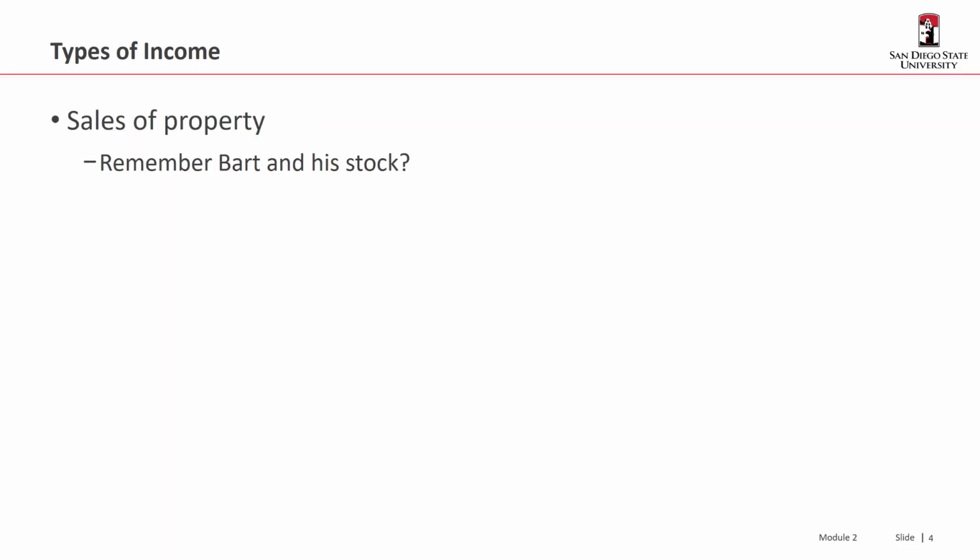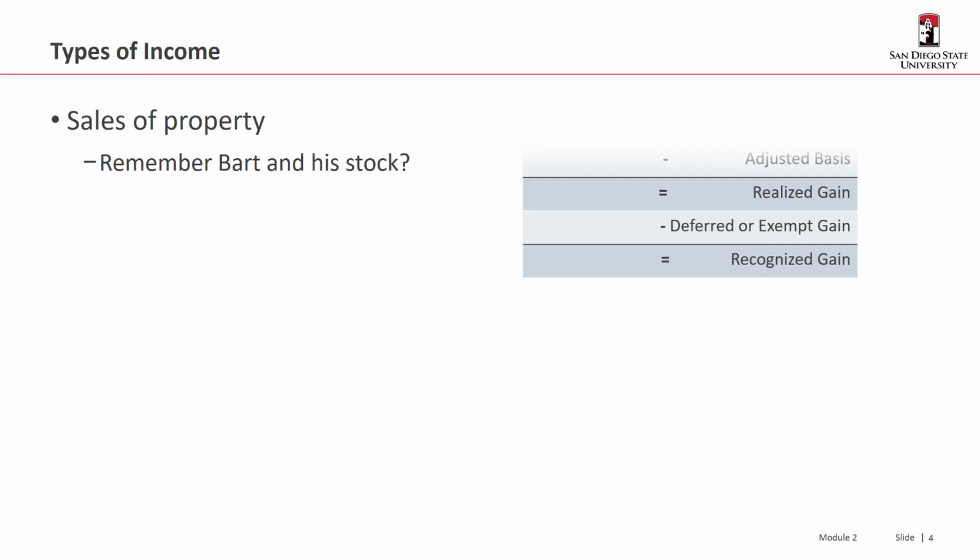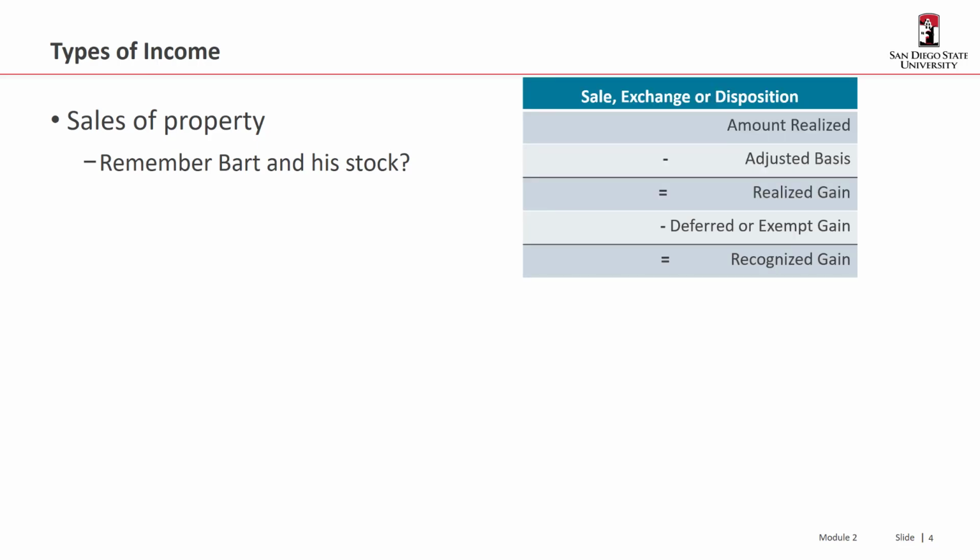Okay, so how about the sale of property? Do you remember back in Module 1 when we had Bart sell his stock? Remember, he bought stock, he could hold it at year end, that was unrealized appreciation, or he could sell the stock at year end and have realized gain and then probably recognized gain. And we talked about this item, amount realized minus adjusted basis equals realized gain or loss.